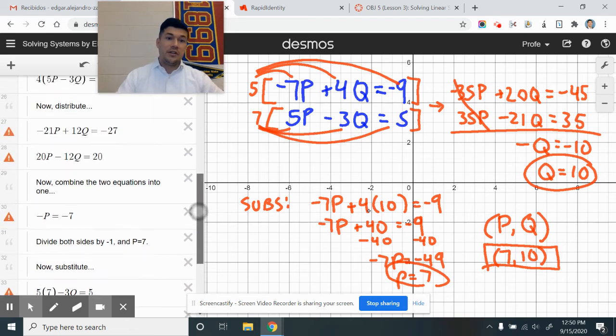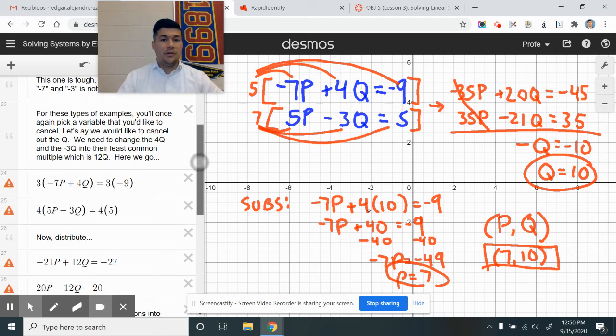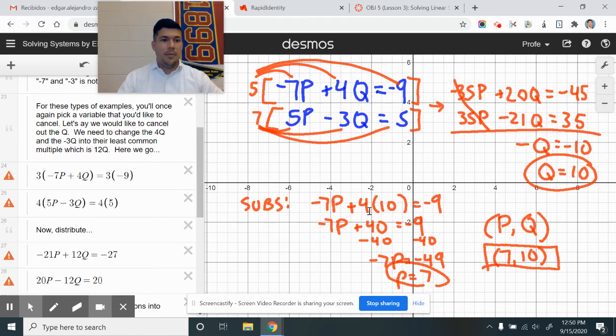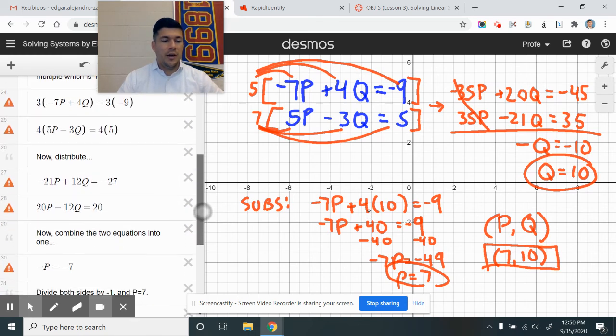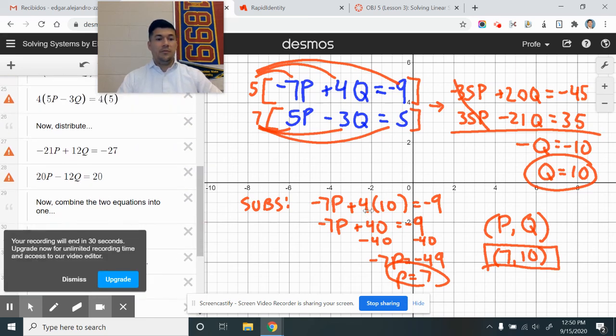Now feel free to look at the Desmos file to see how I did it. I did it in a different way, still called elimination. For your notes, I multiplied the top one by 3 and the bottom one by 4. All right, which ended up helping me cancel out the q values. And I actually solved for p first, right? I found that p was 7. So all roads lead to Rome. You can cancel whichever variable you want, all right, as long as you do so with correct steps.